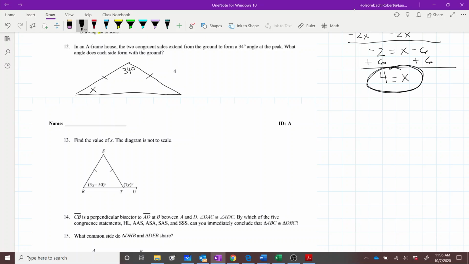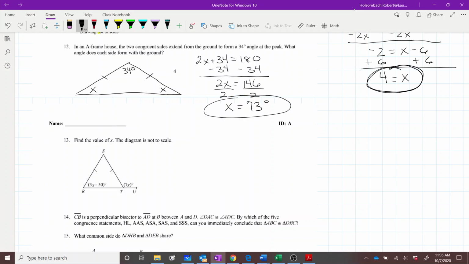So these two angles are congruent to each other. So our 2x plus 34 has to equal 180. Subtract 34 from each side. Our 2x equals 146. And divide by 2. So our x is equal to 73 degrees. What angle does each side form with the ground? 73 degrees.